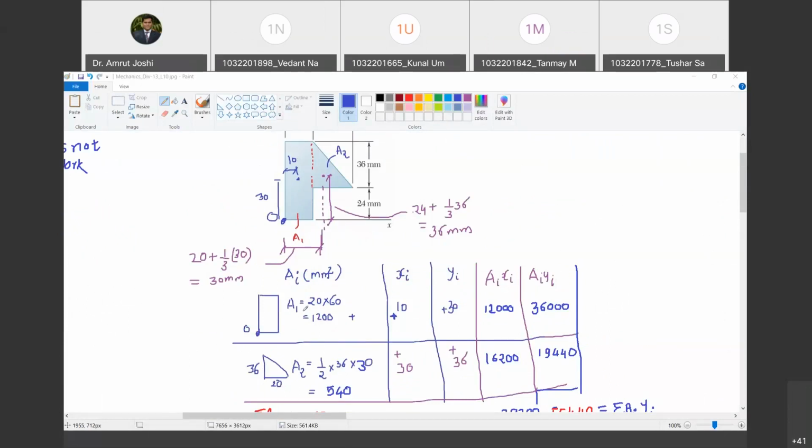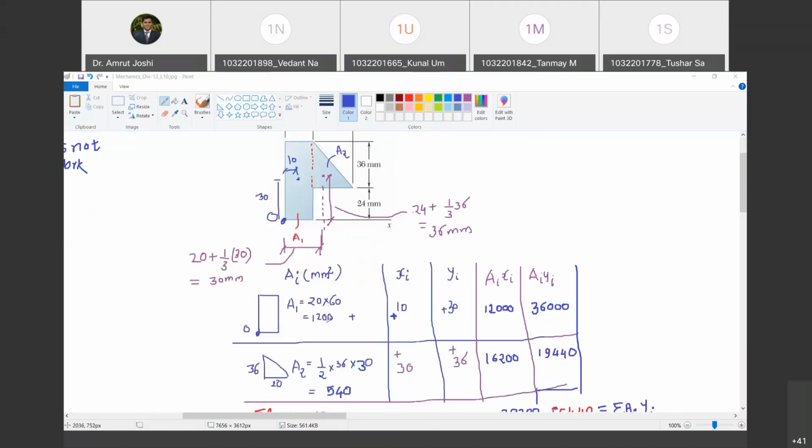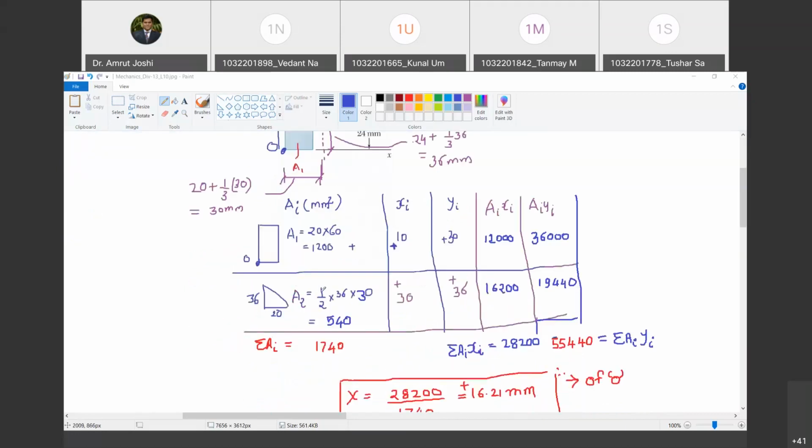So now A1 is equal to the area of this rectangular shape, and that is 20 into 60. You can see this 36 plus 24 is 60. So that is 1200. And it is positive because to get the final shape, this area needs to be added. Then the area of this triangle, this is 36 and this is 30. So it turns out to be half into 36 into 30. We had made a mistake in yesterday's class here, so I have corrected that. So it becomes 540 mm squared. Are you with me, Vedant? Yes, sir.